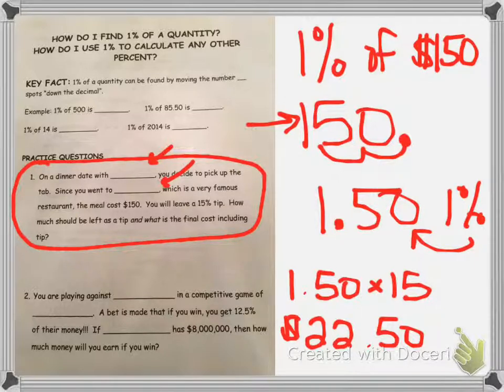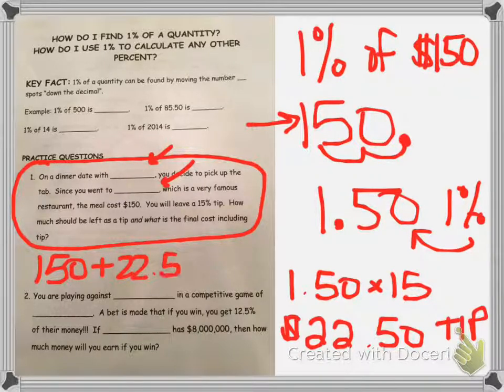So when this says how much should be left as a tip and what is the final cost including tip, we've already answered how much the tip is. To find the final cost, we'll actually add that on. That's how that works in real life. So we had $150 for the meal. We're going to throw on a $22.50 tip, and that'll give us a final total of $172.50.